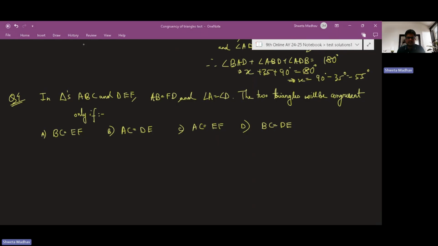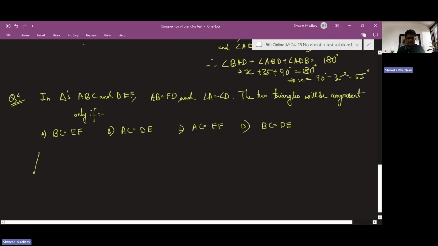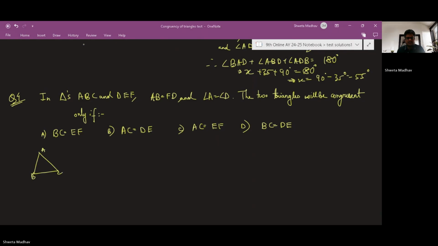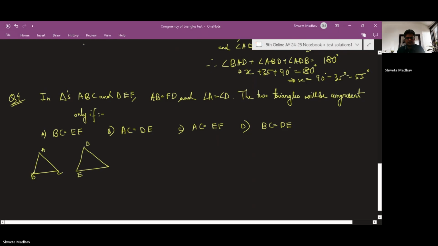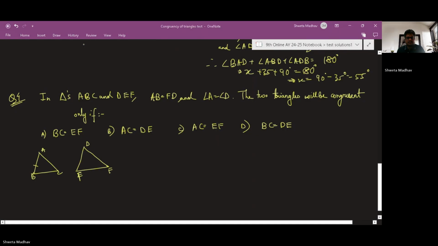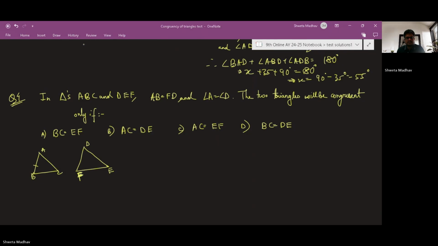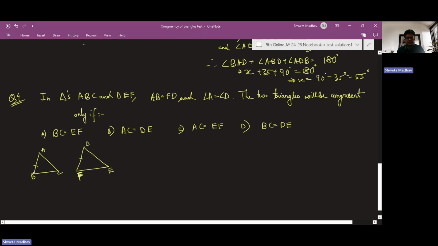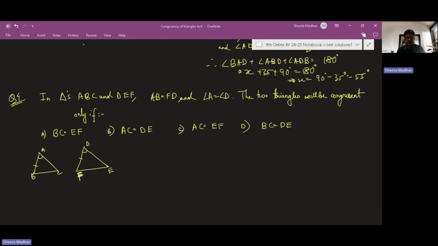Triangles ABC and DEF. This is triangle ABC. AB is equal to FD. So this is F. AB is equal to FD. Angle A is equal to angle D. The two triangles are congruent only if.